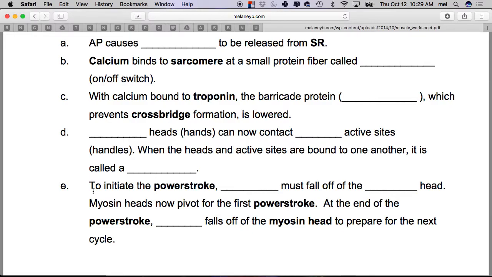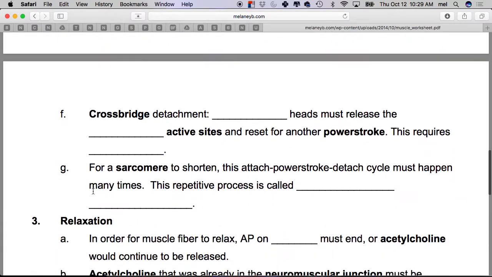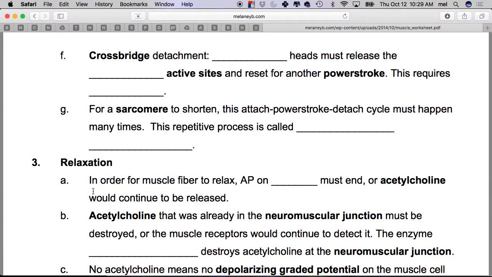The myosin head now pivots for the first power stroke. And blank falls off the myosin head to prepare for the next cycle. ADP, good. Now we're going to cross-bridge detachment. What protein has the heads again? Myosin has the heads again. Must release the, what protein has the active sites again? Actin has the active sites. And reset for another power stroke.